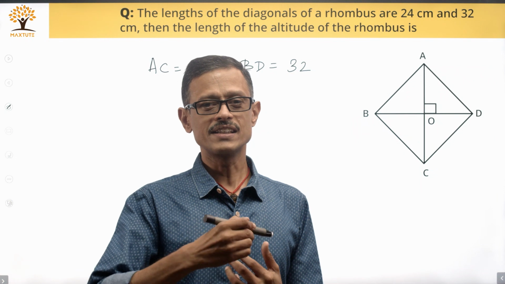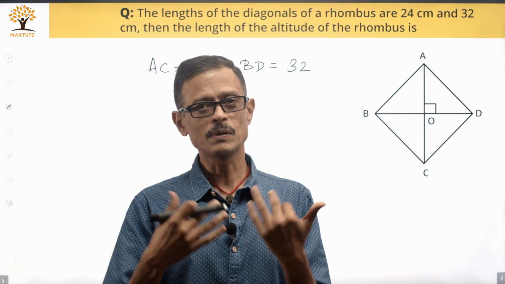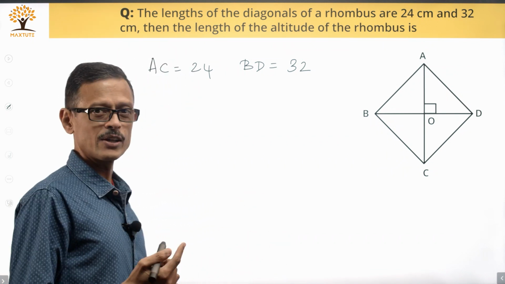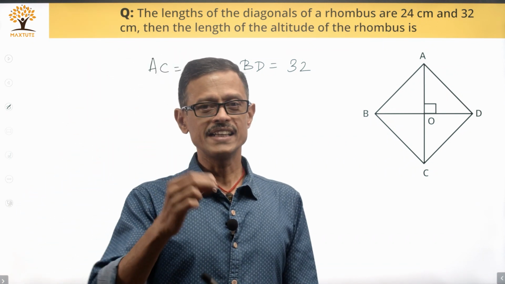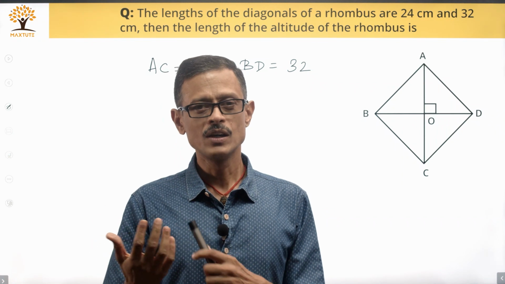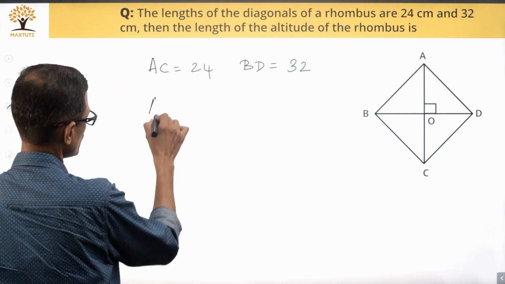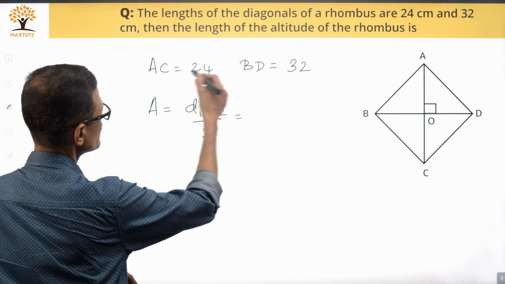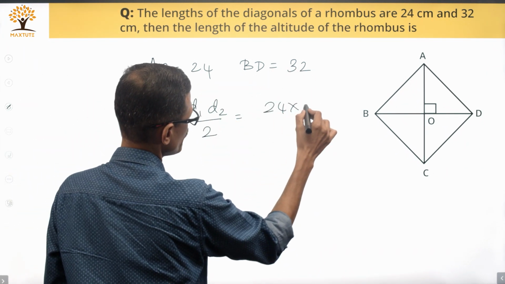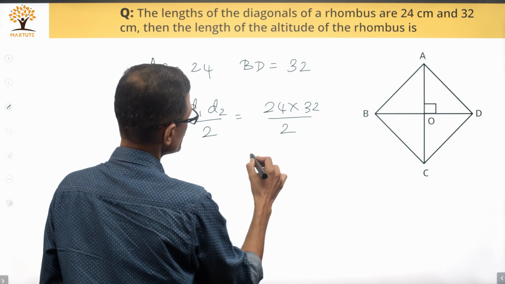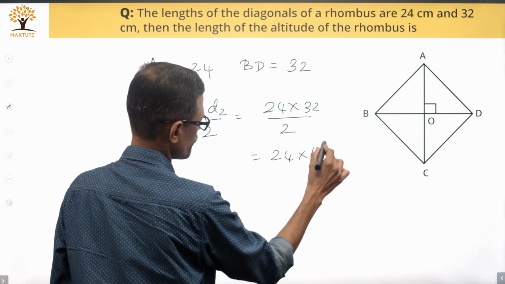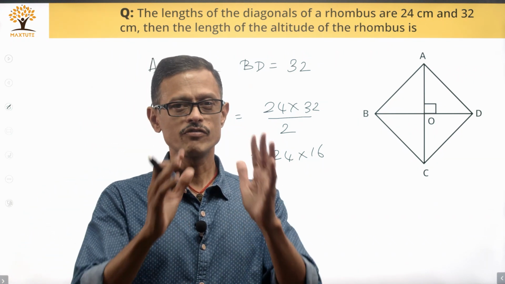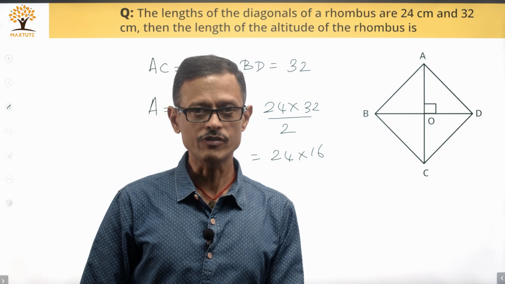The altitude of the rhombus is the distance between two parallel sides. The perpendicular distance between any two parallel sides is going to give us the altitude, right? How are we going to go about it? We will be computing the area of the rhombus using two formulae. One formula to compute the area of the rhombus is diagonal 1 into diagonal 2 divided by 2, which in our case is going to be 24 into 32 divided by 2. You can think of it as 24 into 16. We will do this calculation later. We will not even compute what 24 into 16 is right now. So we found the area using the product of the diagonals formula.